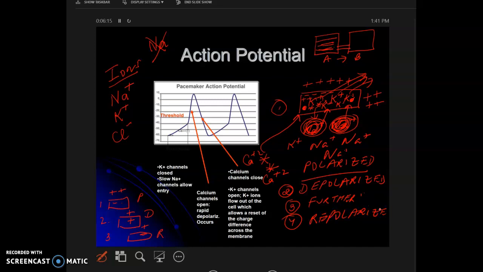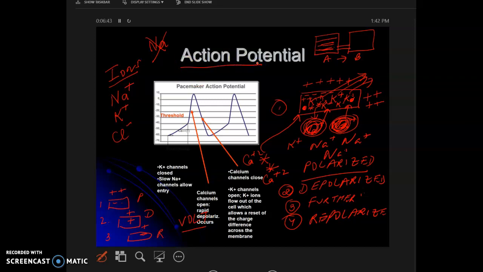So because of this change from positive outside, negative inside, to positive, positive, there is a change in potential or voltage. Because of this change in voltage, which is measured by the difference in charges, a small current is set up, and that small current is called an action potential.